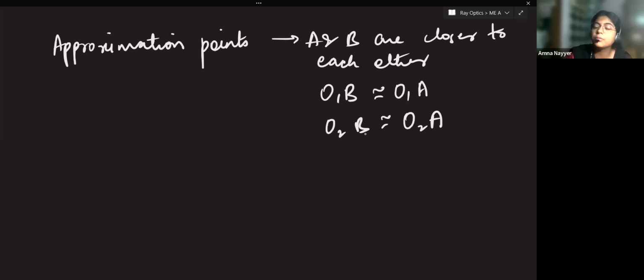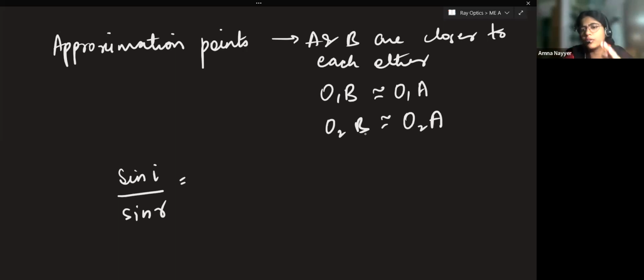Why did we do this? Because we needed O1A and O2A. O1B and O2B had no significance. Now let's write sine I by sine R. Instead of writing it as O1B and O2B, I'm writing it directly as O1A divided by O2A, since this was obtained.